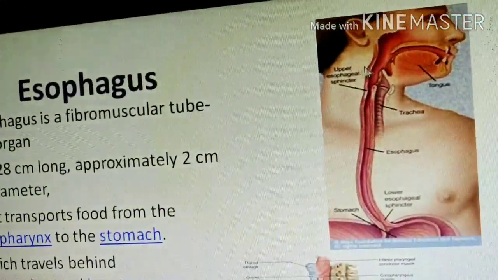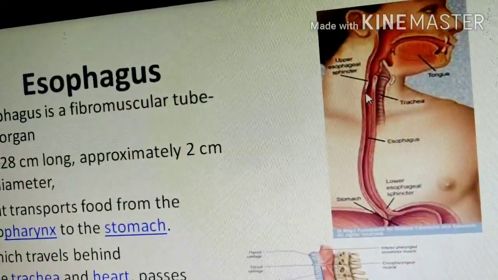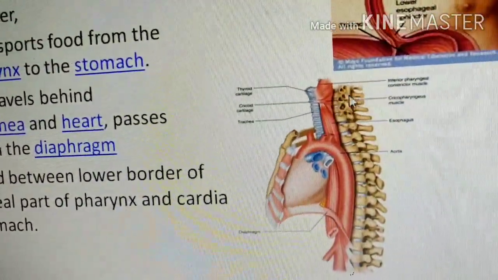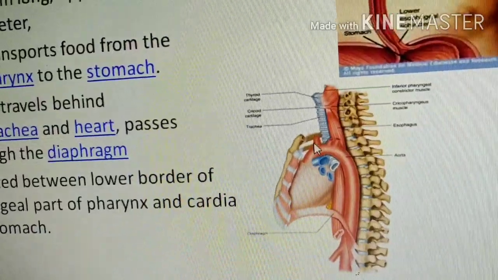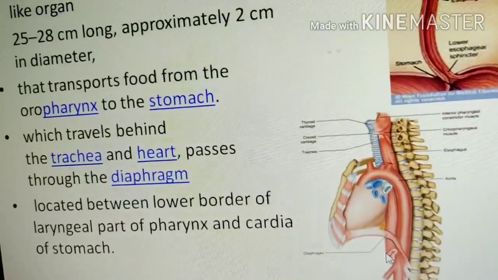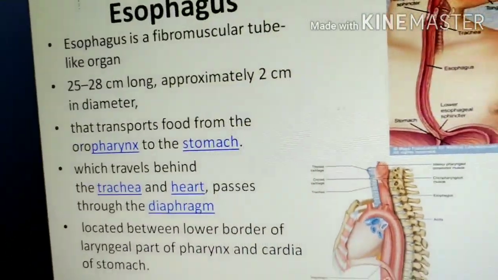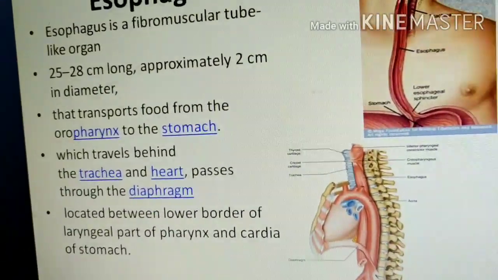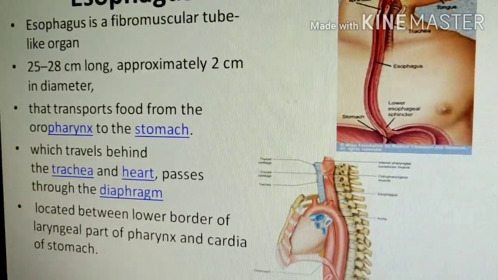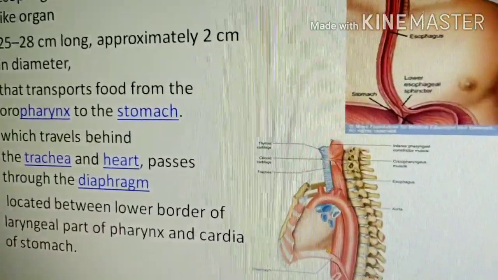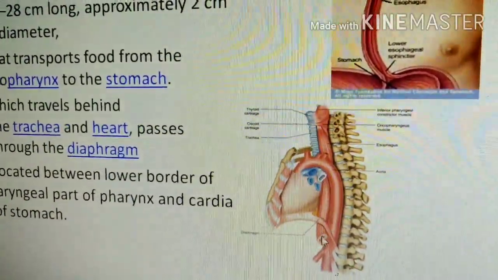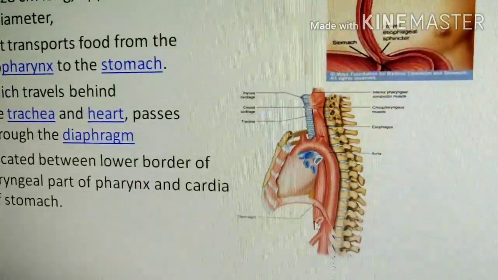From the oropharynx, this is the pharynx, oropharynx, to the stomach, and it travels behind the trachea and heart, and then passes through the diaphragm and enters the abdomen. So this is the trachea and heart, and this is the diaphragm.